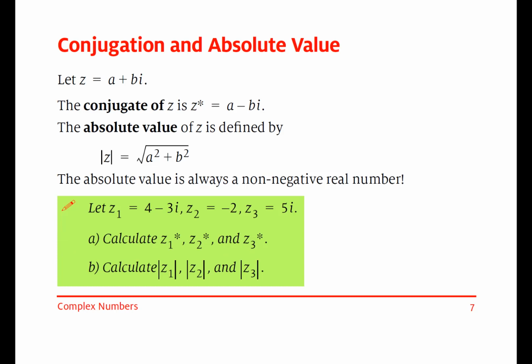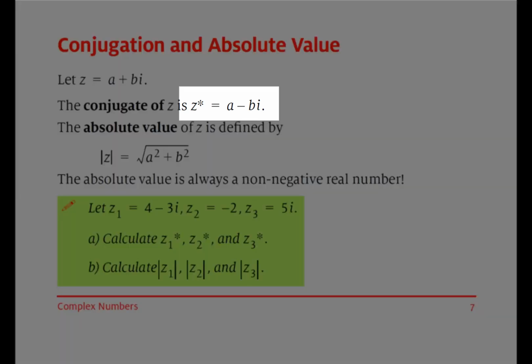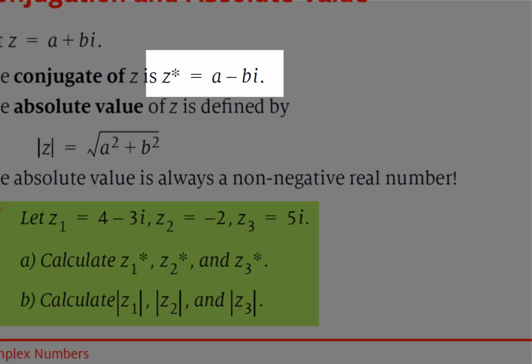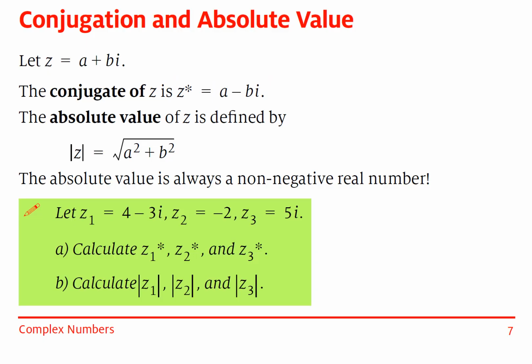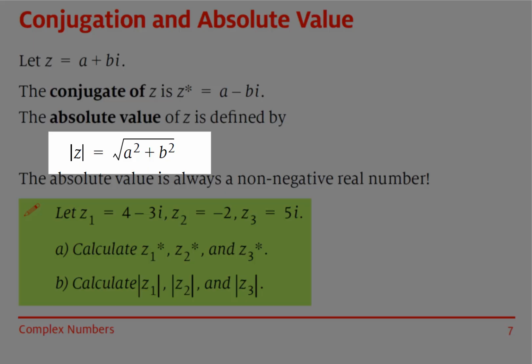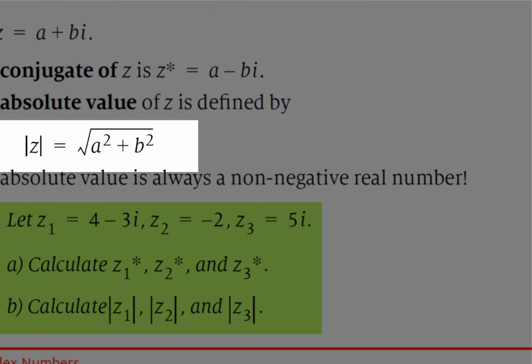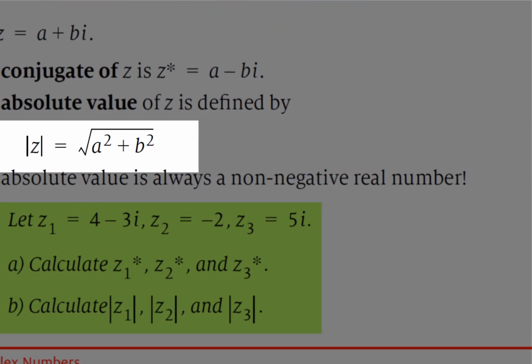The next operation is conjugation. If Z is the complex number a plus bi, then the conjugate of Z, Z star, is a minus bi. So the sign of the imaginary part is just flipped. And the absolute value of the number Z is defined by the square root of a squared plus b squared. And this is always a non-negative real number.